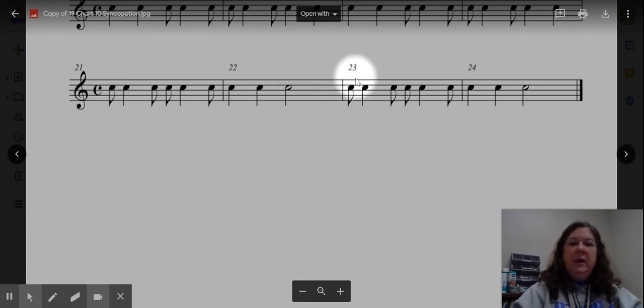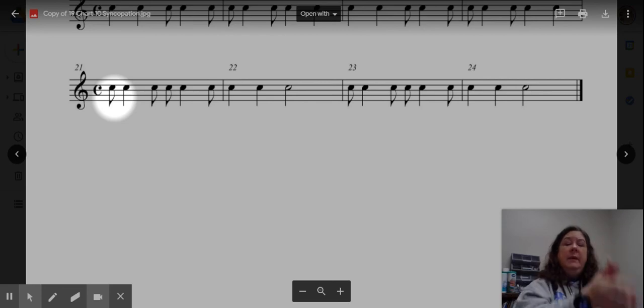Same rhythm happens here in measure number 23. So let's do this line. Here we go. Down, up, count and clap. 1, tay, tay, 3, tay, tay. 1, 2, 3. 1, tay, tay, 3, tay, tay. 1, 2, 3.